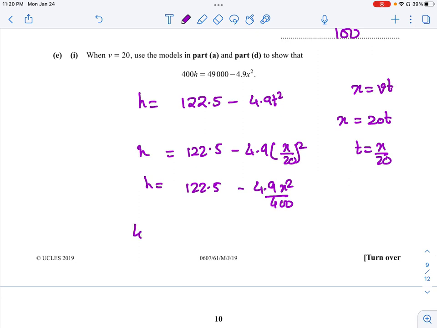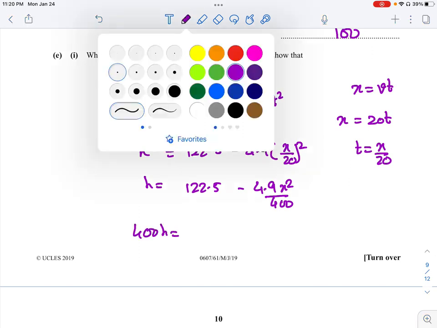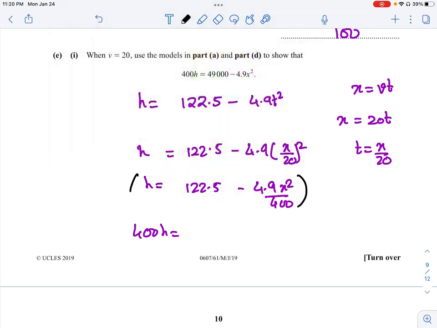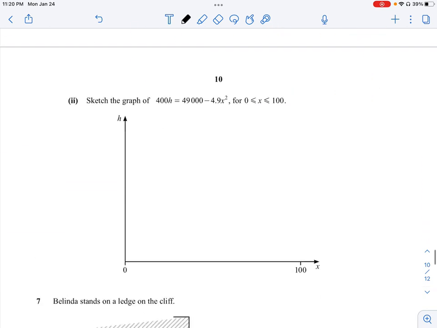Multiply the entire equation with 400. So 400h is equal to, so what am I doing? I'm multiplying the entire equation with 400. So 400h is equal to 49,000 minus 4.9 x square. That's what it's asking us to prove.